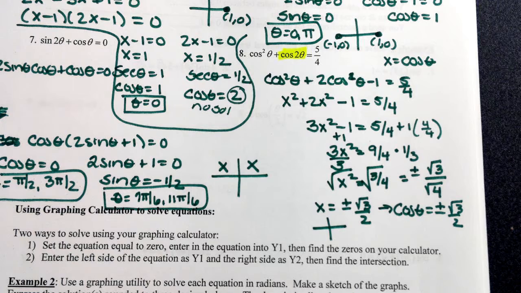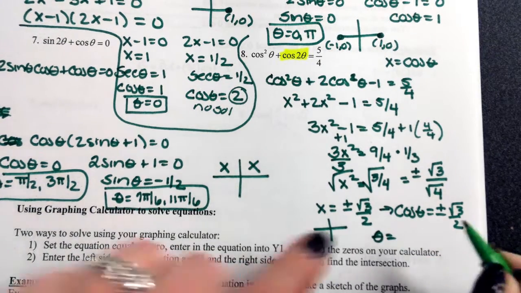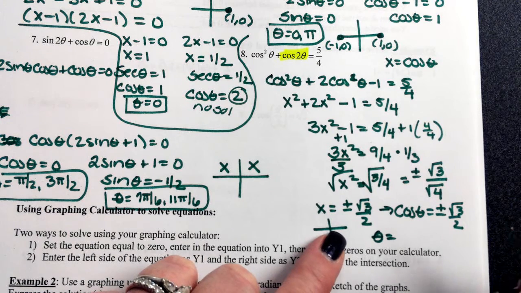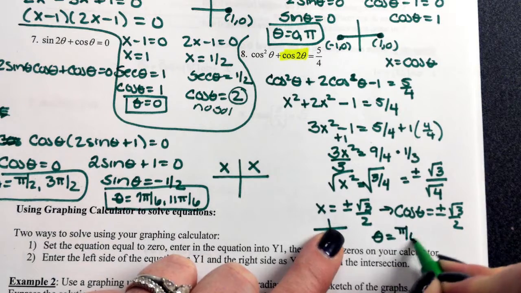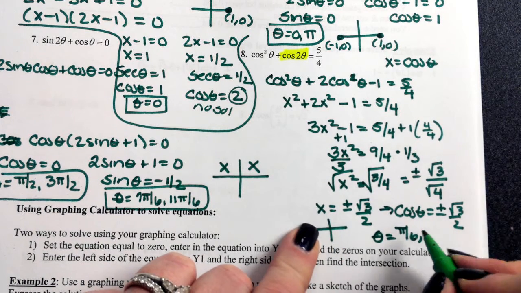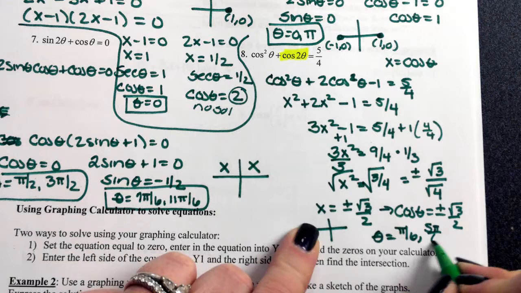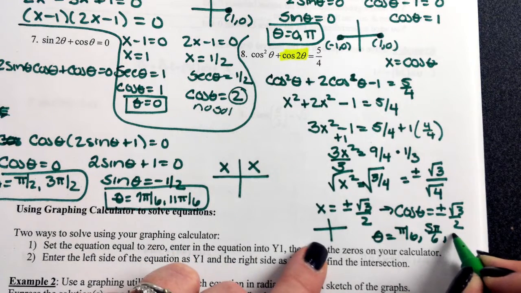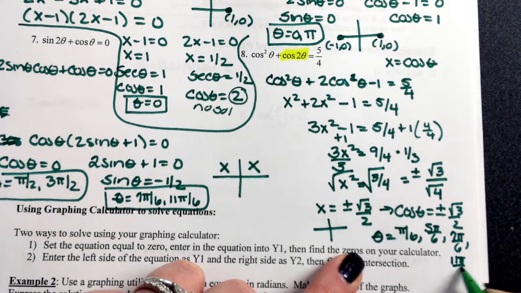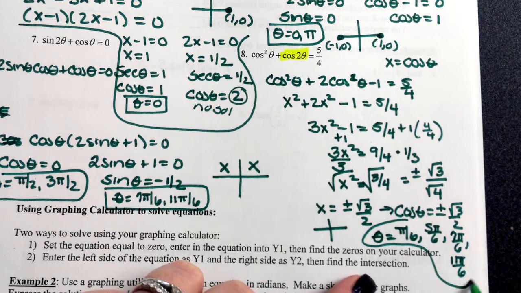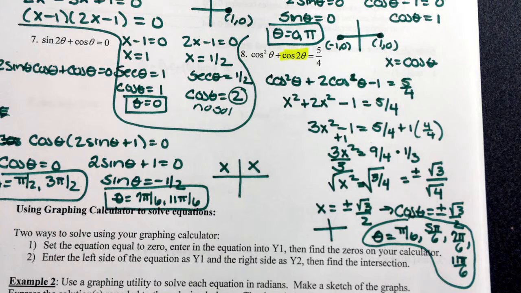So what quadrants are we looking at? All of them. So then, what angle in quadrant 1 has a cosine value of square root 3 over 2? Pi over 6. In quadrant 2, it's going to be what? 5 pi over 6. In quadrant 3, it will be, and then in quadrant 4, it'll be 11 pi over 6. Okay? Any questions, guys, on number 8?